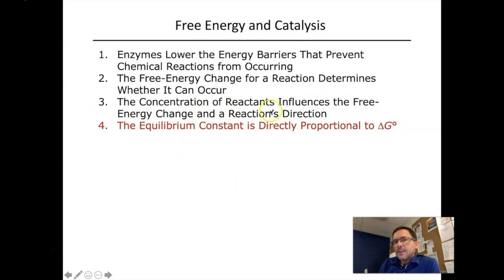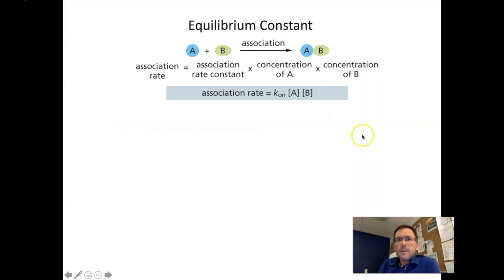So the equilibrium constant is one way we think about how much of a particular substrate or product there's going to be, dependent on how favorable a particular reaction is. The equilibrium constant is shown here as the rate at which you take a molecule A and a molecule B within a cell, the amount that these two will associate, the favorability of these two molecules forming a bond and forming the product here, which is A and B.